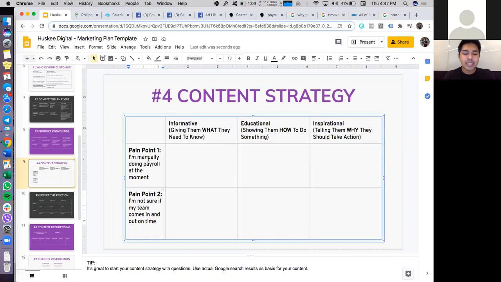So for example, just as a simple way of putting it, I'm manually doing payroll at the moment. So that's my pain point. What are some of the what questions I may have with setting up payroll? For example, I could be asking, what does an efficient payroll system look like? Let's say I've always just worked with smaller companies, so I may not have the perspective of bigger companies. So I want to know what that looks like. What am I missing? Or what should I be tracking?